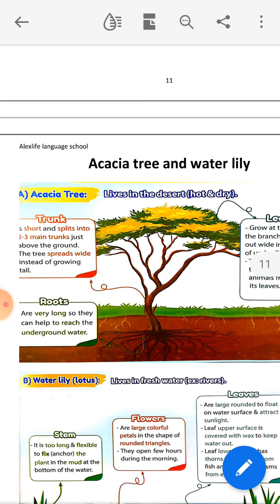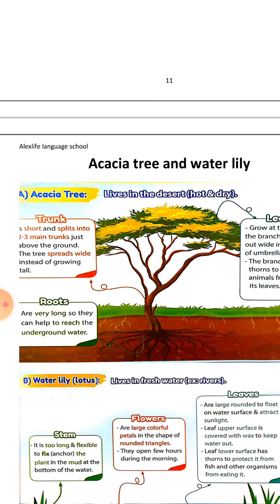Firstly, we will talk about the trunk of acacia tree. Trunk. Here is the trunk. The trunk is short and splits into 3 or 2 main trunks just above the ground. The tree spreads wide instead of growing tall. Roots are very long.